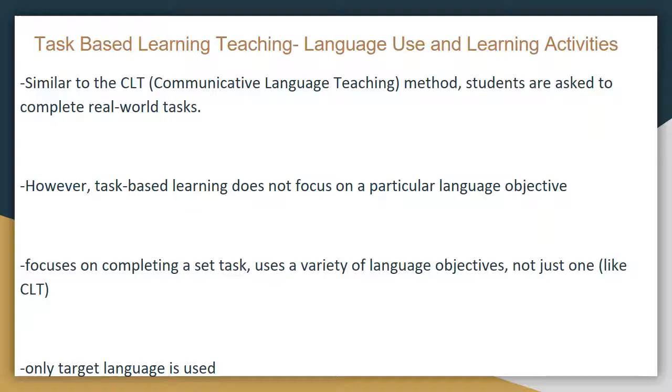So task-based learning is similar to the communicative language teaching method in that students are asked to complete real-world tasks. They're trying to accomplish something that is relevant to what they would see in their daily lives. The difference is that task-based learning does not focus on just one language objective. It often will incorporate many different language objectives into one lesson. And then also the target language is only used in the task-based learning teaching method.